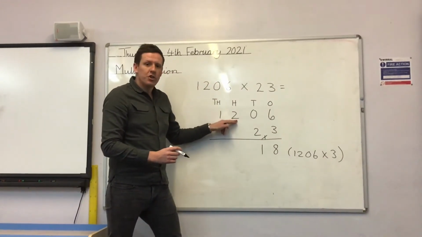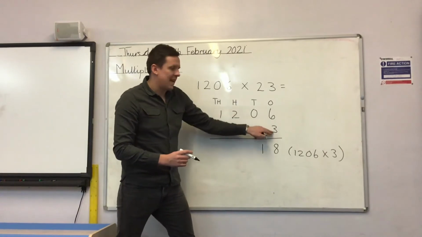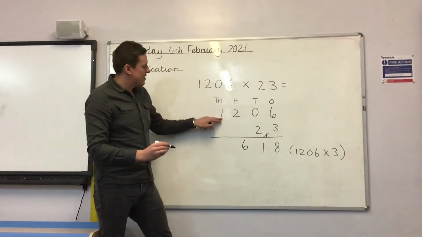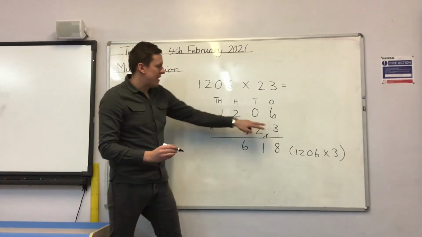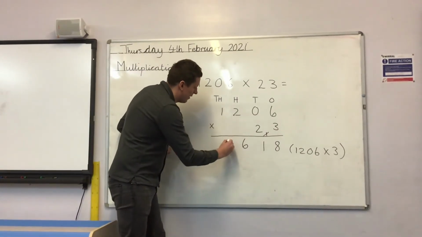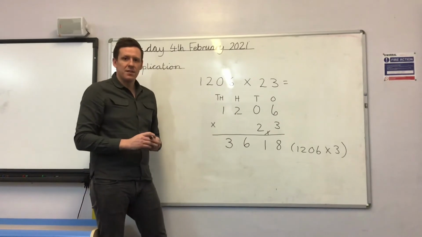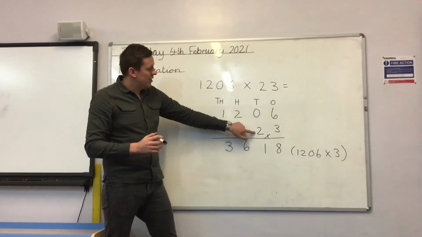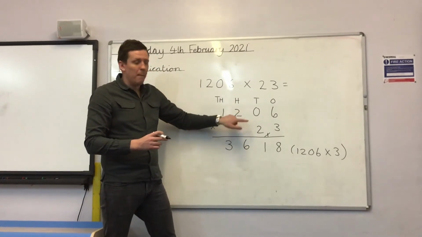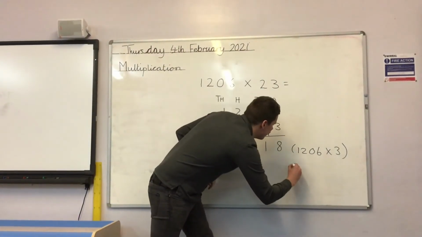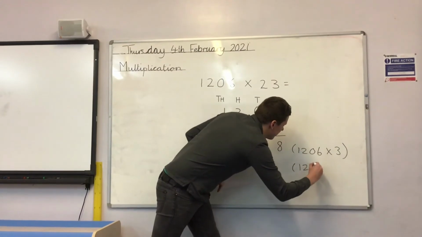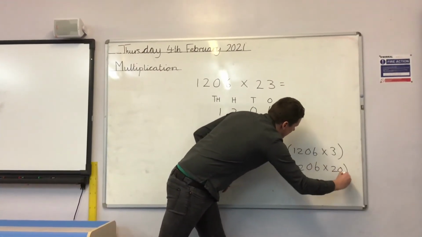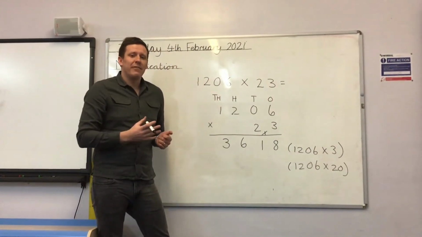Then we go to our hundreds column. 200 times 3 is 600. And then into our thousands column. 1,000 times 3 is 3,000. Now unfortunately that's not our answer, Year 5, because we've still got to multiply this number by 20. So on my second line, I'll do 1,206 times 20.